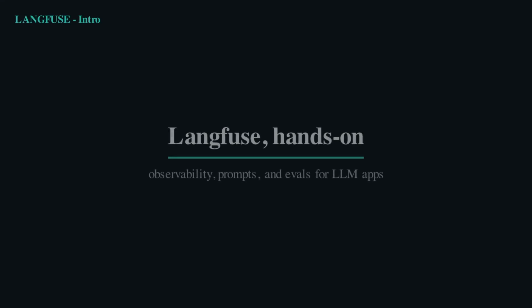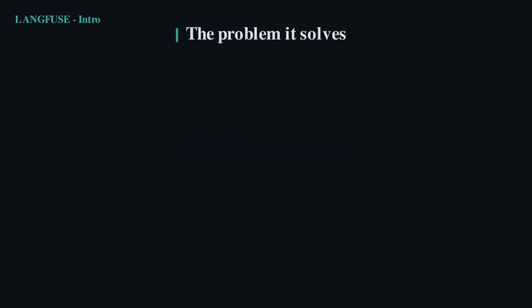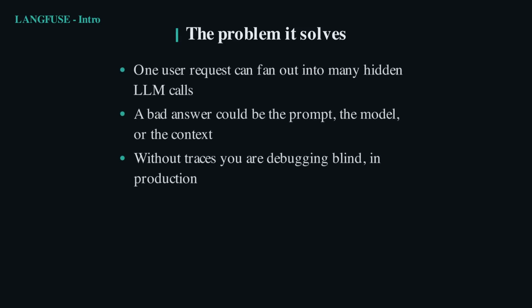Your LLM app works in the demo. Then it hits real users, and you have no idea why an answer went wrong. Langfuse is the open source platform that gives you eyes inside that black box. A single request can trigger a chain of model calls, tool calls, and retrievals. When the output is wrong, you need to see every step, not just the final text.